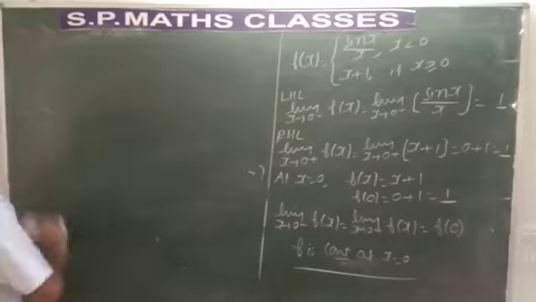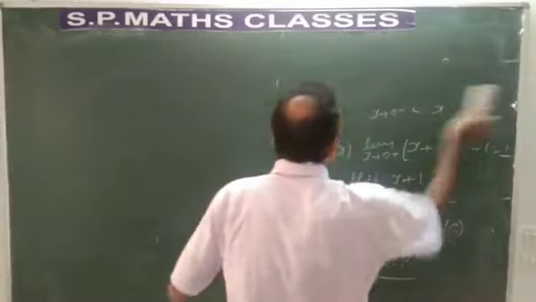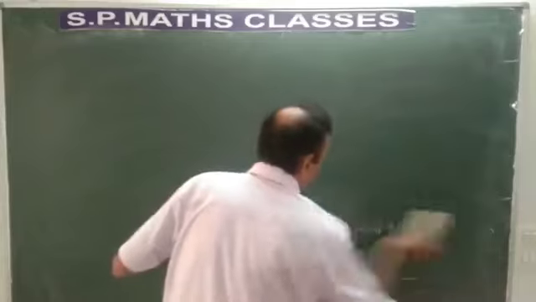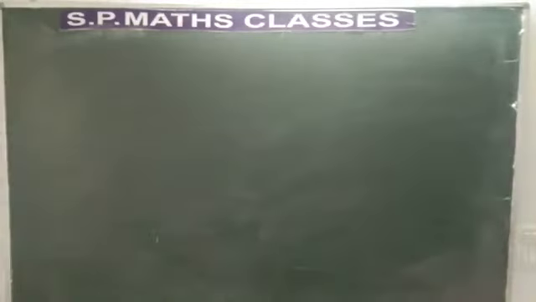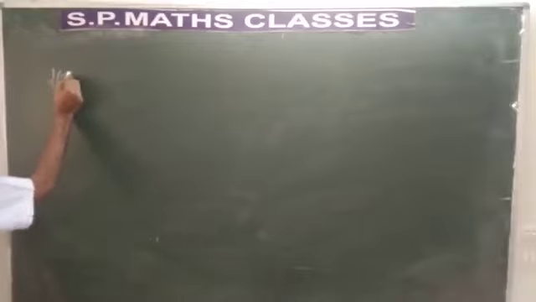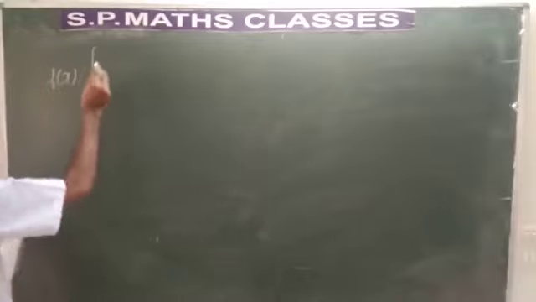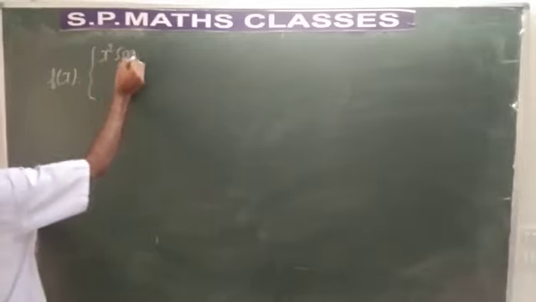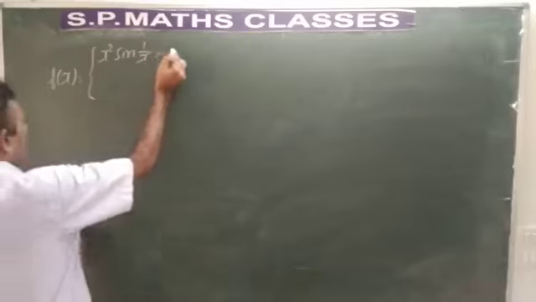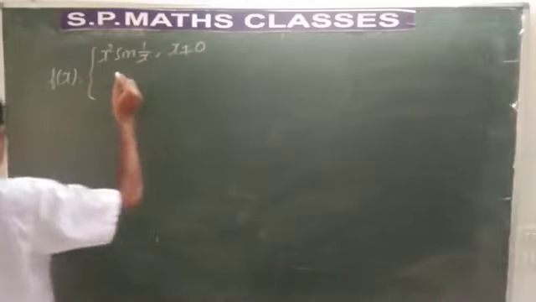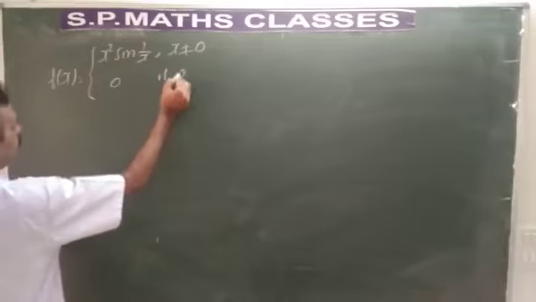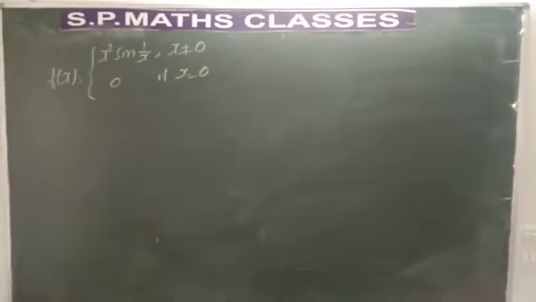Next problem: discuss the continuity, or find all the points of discontinuity. That is the question asked. Find all the points of discontinuity. Given f of x is equal to x squared into sine 1 by x for x not equal to 0, and 0 if x is equal to 0. We need to check whether it is continuous. That's the important question.